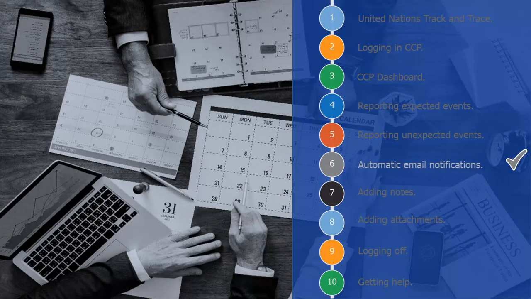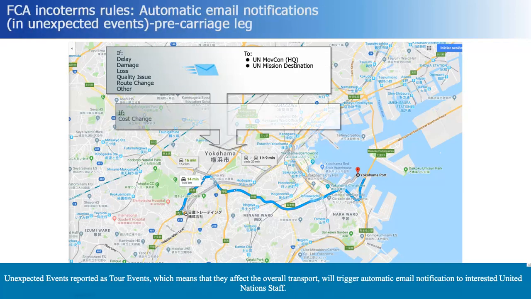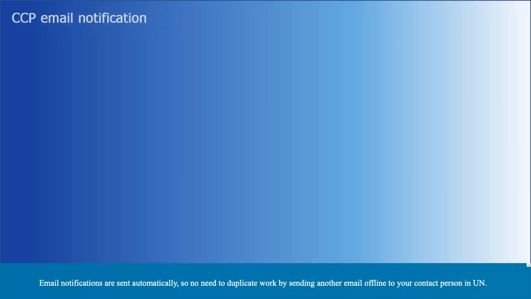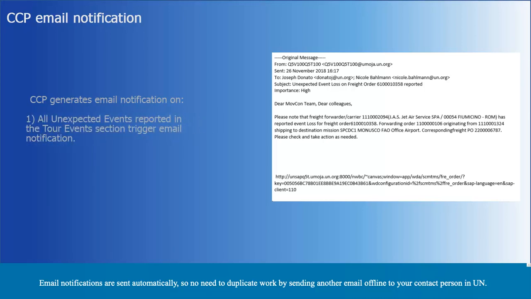Automatic email notifications. Unexpected events reported as tour events, which means that they affect the overall transport, will trigger automatic email notification to interested United Nations staff. Email notifications are sent automatically, so no need to duplicate work by sending another email offline to your contact person in UN. CCP generates email notification on: 1. All unexpected events reported in the tour events section trigger email notification. 2. Handover document, expected event.